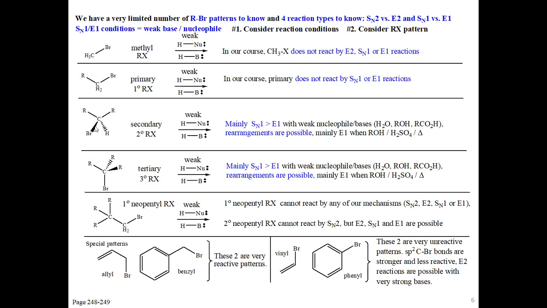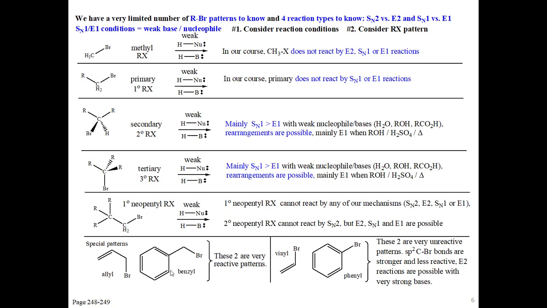However, when we get to secondary, we will be able to form the carbocation. And as I said, SN1 is favored over E1 for the product formation in our course. We won't be using carboxylic acids, just water and alcohol. The part that will be a little challenging is rearrangements, but we'll do that later. And then, of course, the E1 reaction with alcohols and sulfuric acid and heat. Tertiary works very well for SN1 and E1, but we have all those other complications about rearrangements and so forth. Primary neopentyl, no reaction.